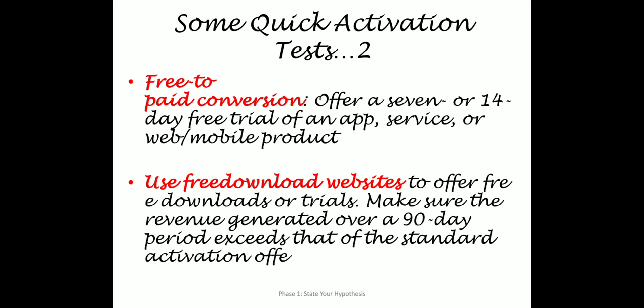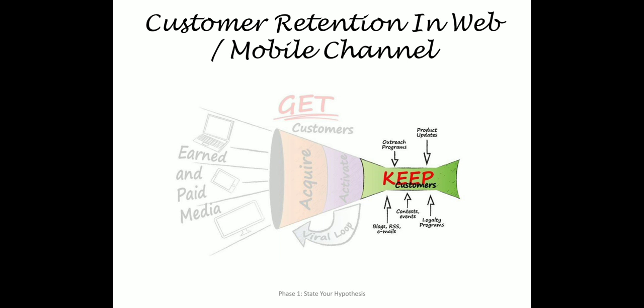Okay, another quick activation test slide is here. Free to paid conversion. Offer a 7 or 14-day trial of an app, service, or web mobile. Okay, that's another method. Use free downloads on websites to offer the downloads or trials. Make sure the revenue generated over a 90-day period exceeds that of the standard activation offer. That's how you're going to keep your customers.